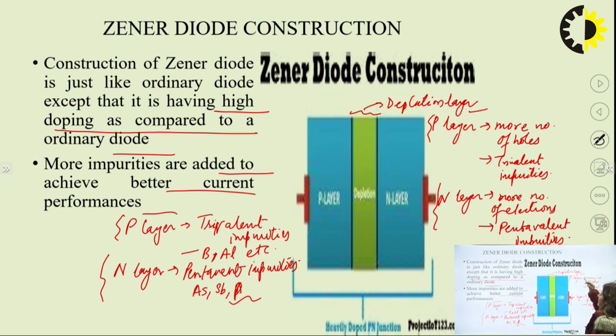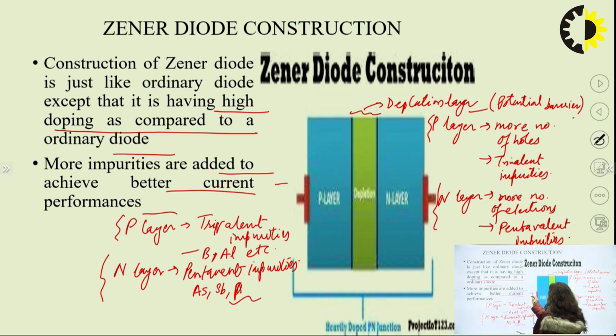And this depletion layer has some potential barrier to cross the electrons from N layer to P layer, and the holes, whatever the rest holes is left, from the P layer to N layer. So this potential barrier is required. So here we have a negative polarity, and here it has a positive polarity.